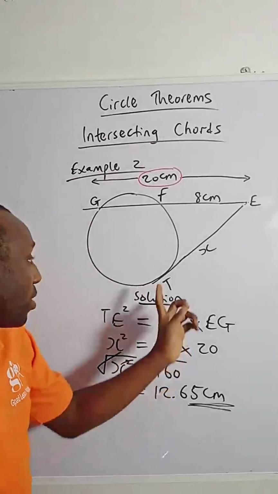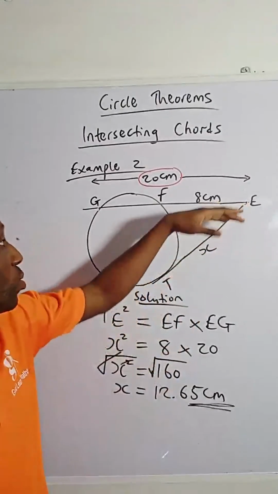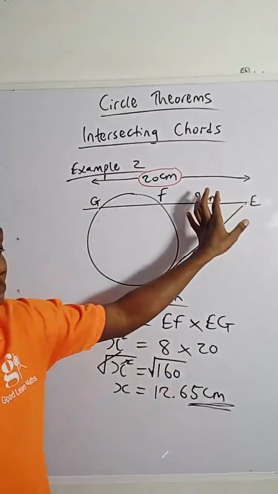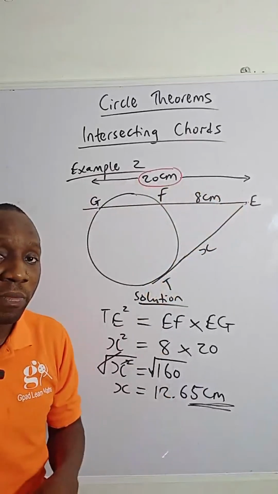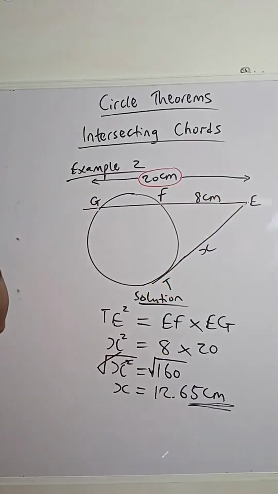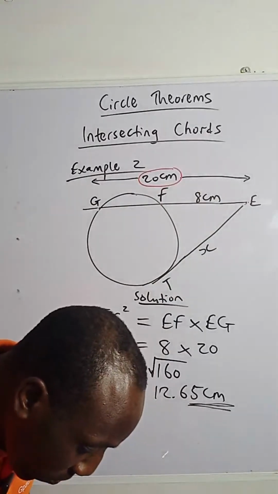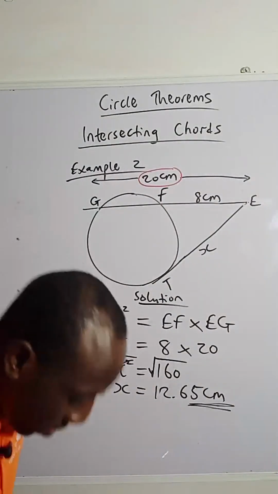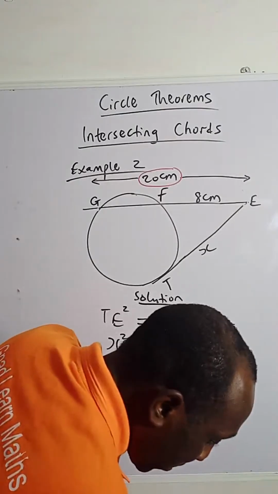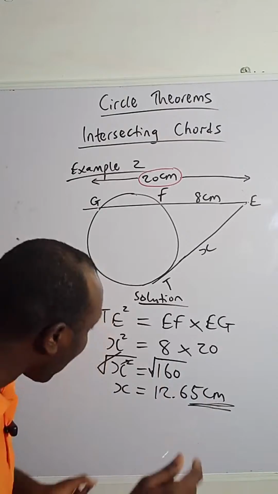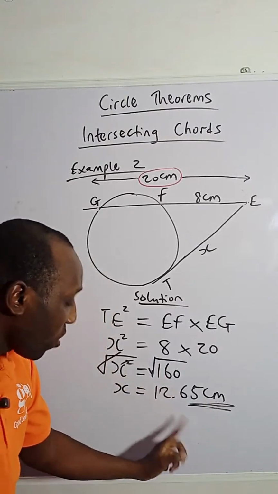The only difference is that you square the tangent, equate it to the secant, where you have to multiply one part by the whole part of the secant. That's it. If you understand this and you want me to move on, let's go on. So 12 point what? 46 or 65. It's 65 now. If you apply square root to 160, you get 12.65.